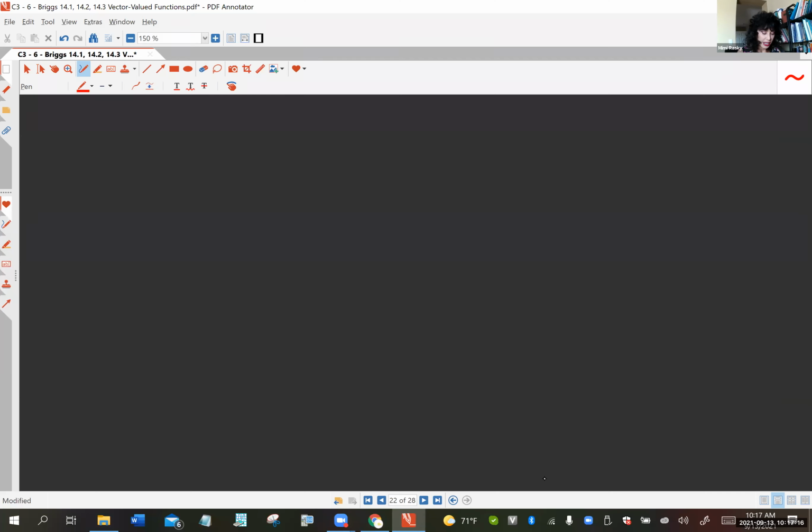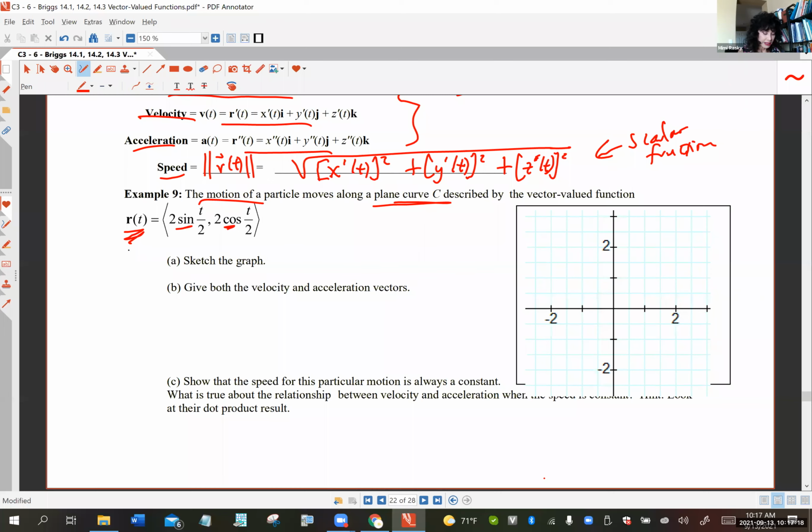If you graph this, please make sure you indicate an orientation, because this particular curve is a circle centered at the origin of radius 2, and it's moving clockwise. So make sure you put one arrow here that denotes the orientation. Great, I'm done with letter A, I sketched the graph. Now let's give both the velocity and acceleration vectors. No problem. So v of t, where v stands for velocity, is exactly equivalent to r prime.